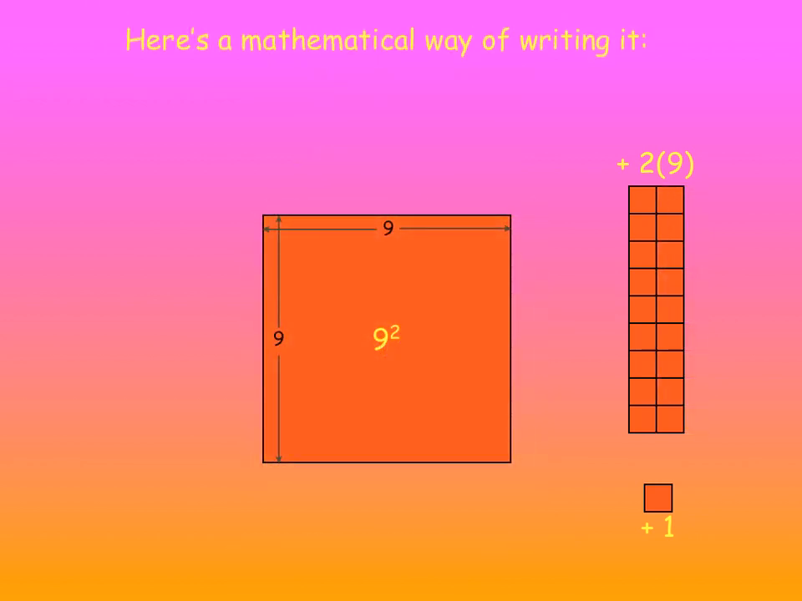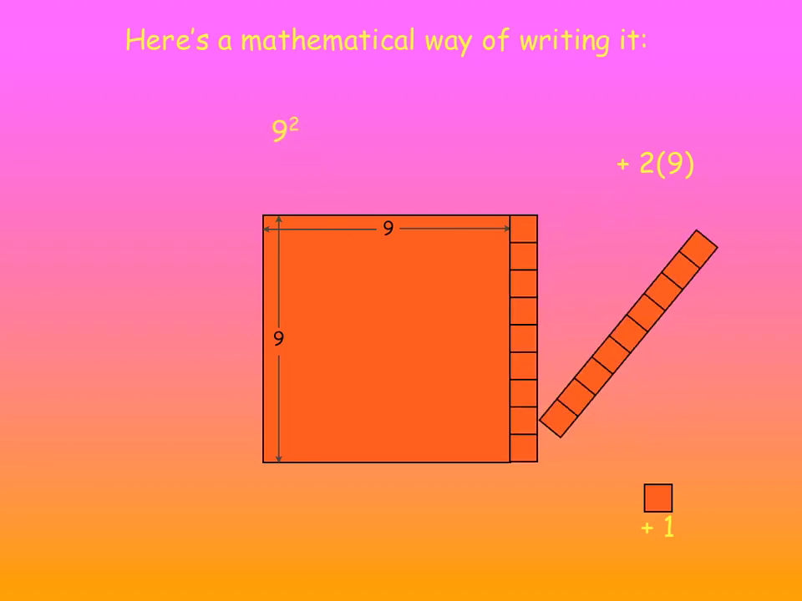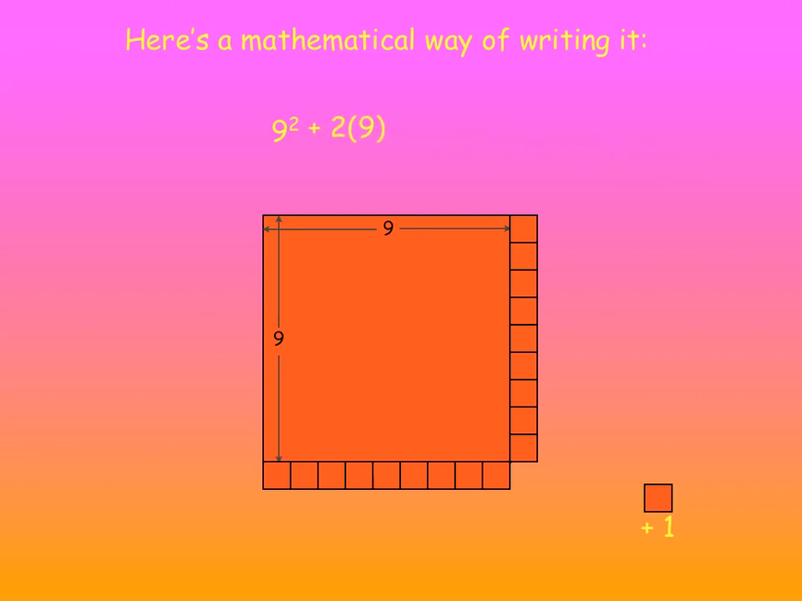Here's a mathematical way of writing this. 9 squared plus 2 times 9 plus 1 equals 10 squared.